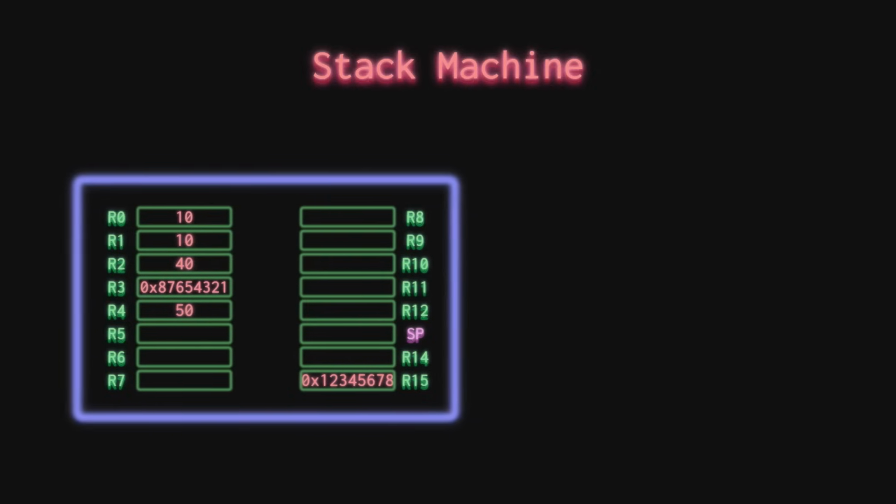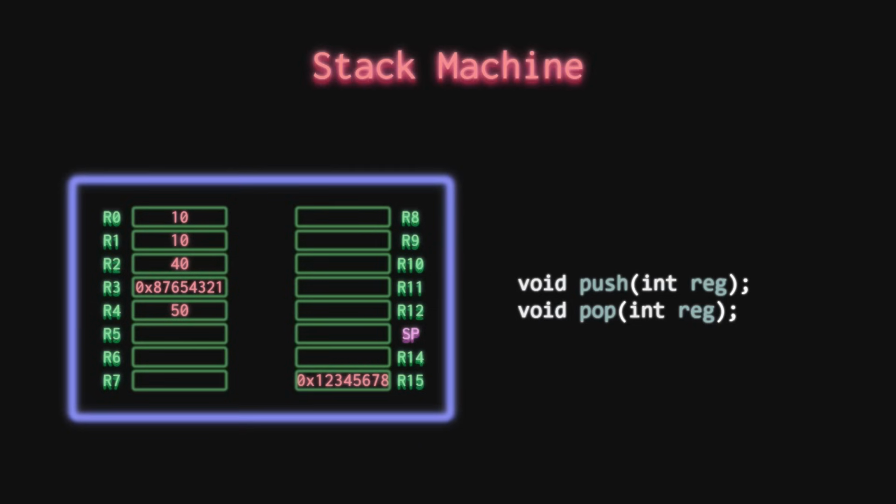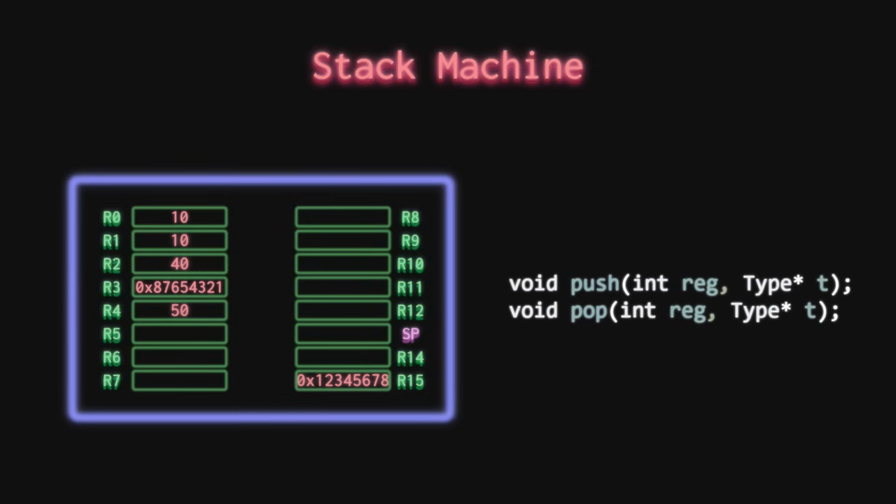So we need to implement two main functions. A push function, which pushes a value from a certain register to the top of the stack, as well as a pop to remove the top value from the stack and put it into a certain register. What these push and pop functions actually do will depend also on the type of the variable that you're trying to push on top of the stack or pop it from.